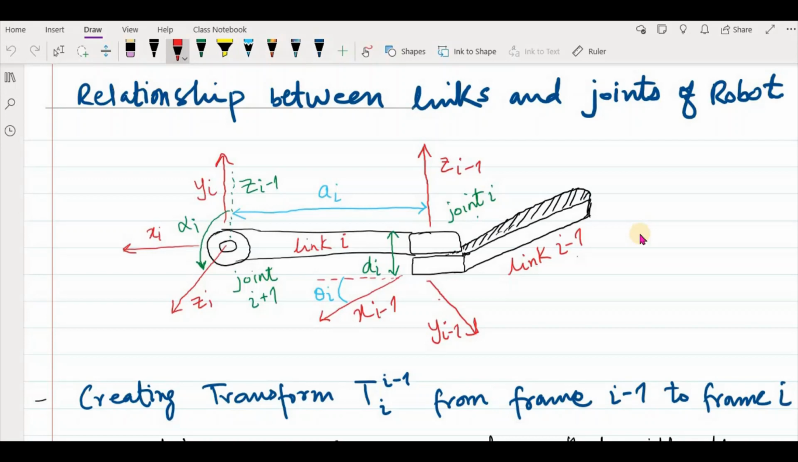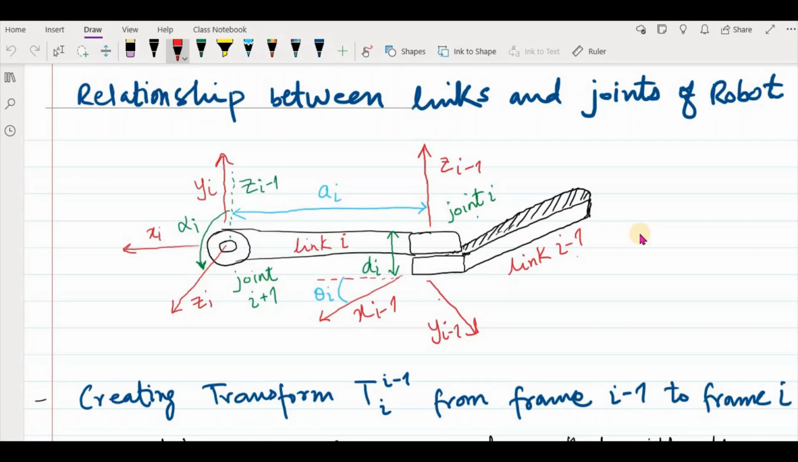Previously, you remember we were doing it using transformation matrices, which were more generalized, and they had a portion of rotation and then a vector for translation. You just multiply these transformation matrices and you get the final answer.